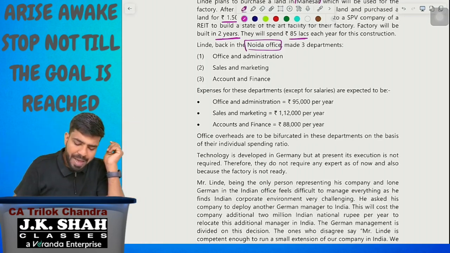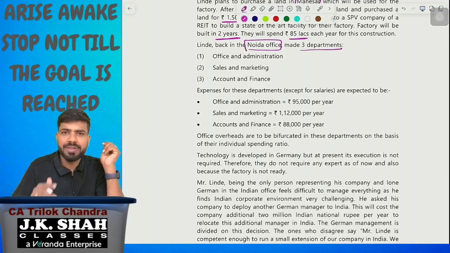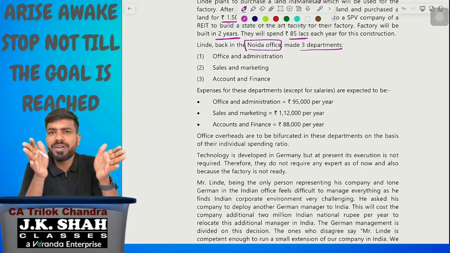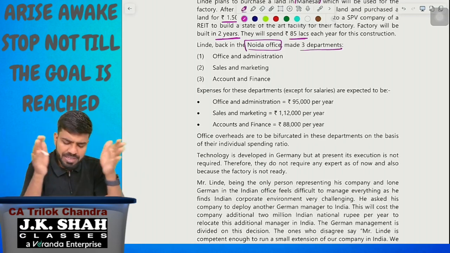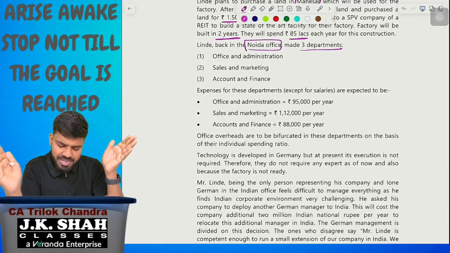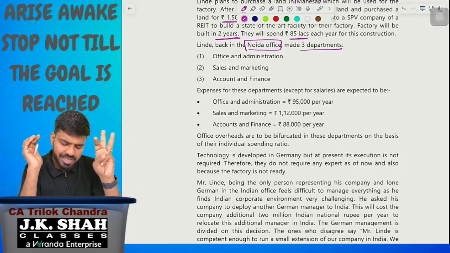Okay, now. Back in the Noida office, he made 3 departments. He is structuring the company. What are the 3 departments? Office and administration, sales and marketing, accounts and finance. These are the 3 divisions.